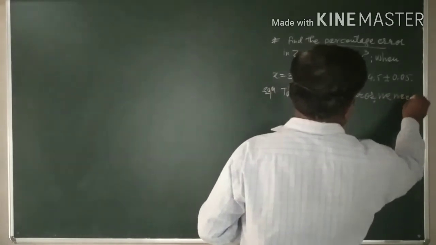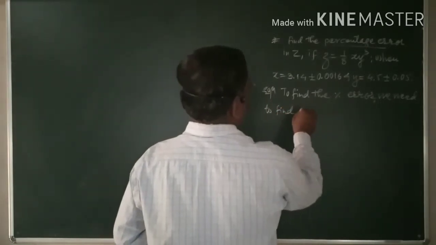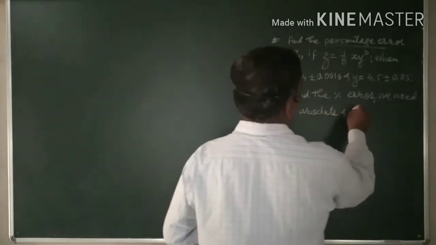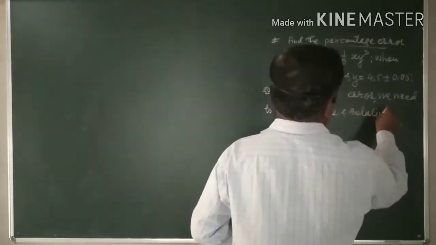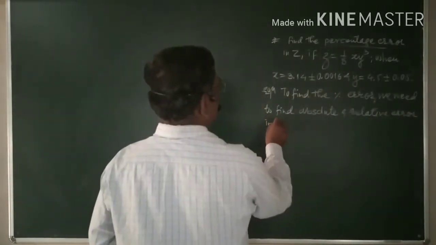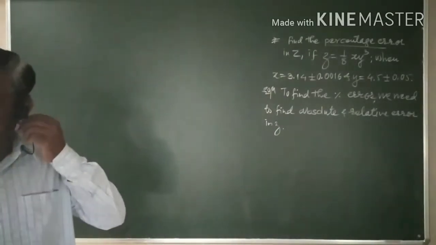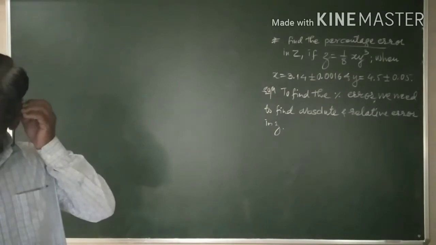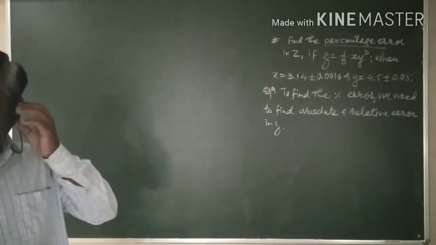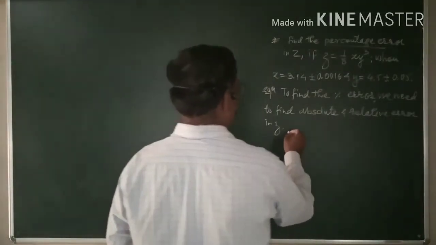We need to find the absolute error and the relative error in Z. Okay. Now the question is how to find the relative error in what argument? Which one is our argument? The argument is Z.